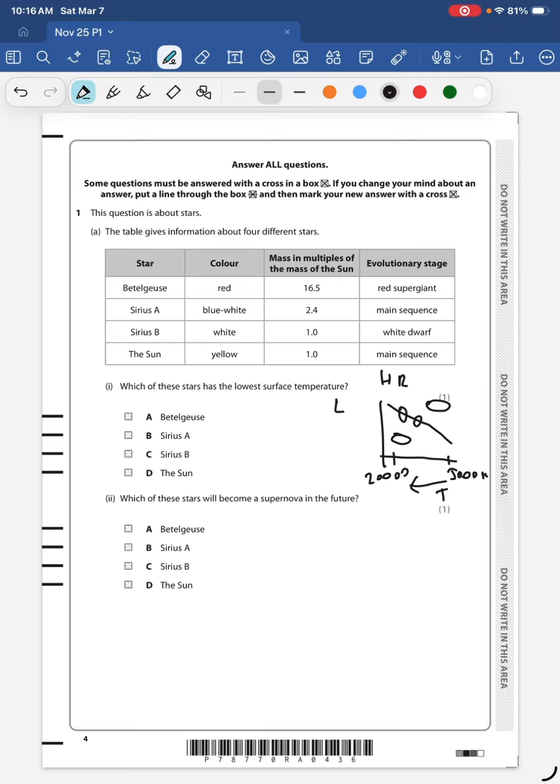So, which of these stars has the lowest surface temperature? It is going to be Betelgeuse. And the reason is because it's a red supergiant. So let's move on.